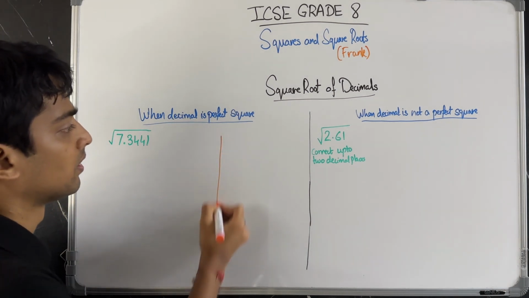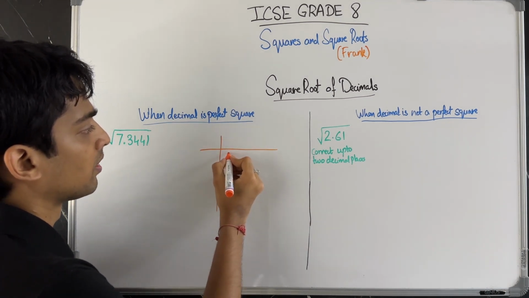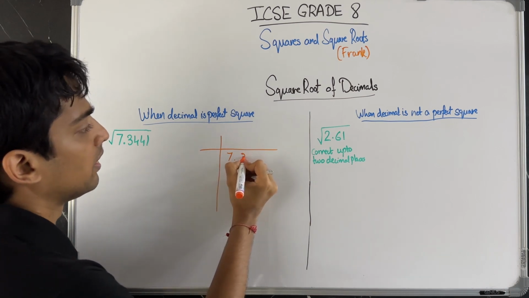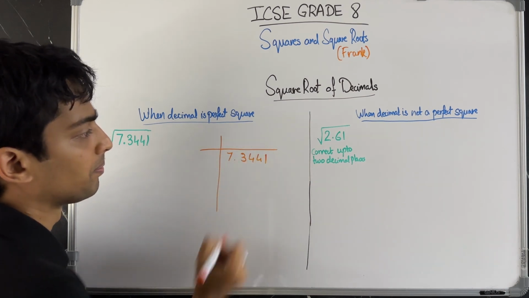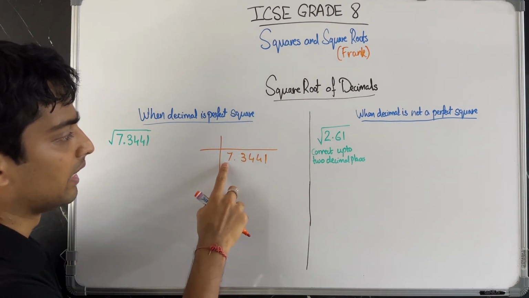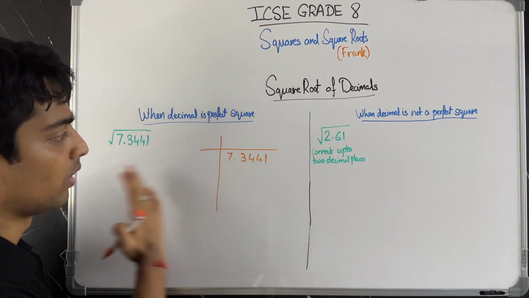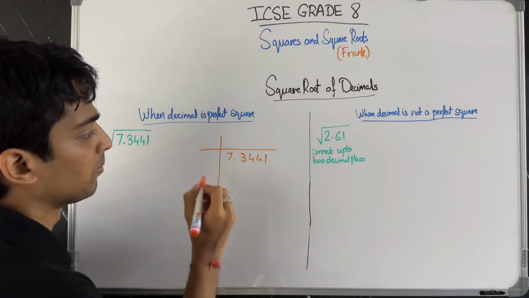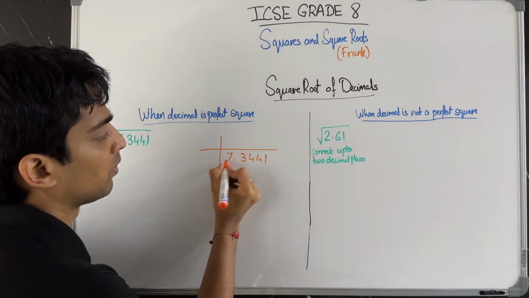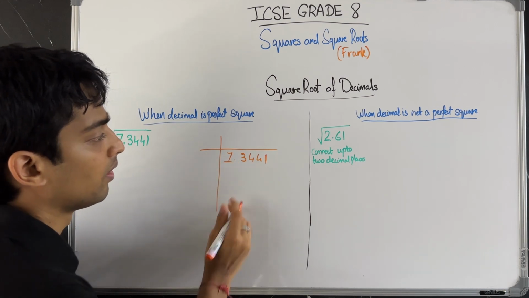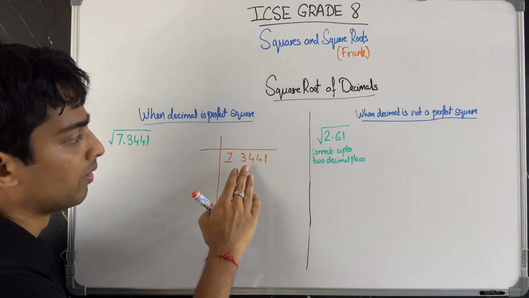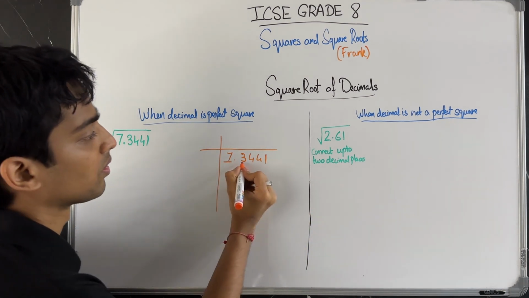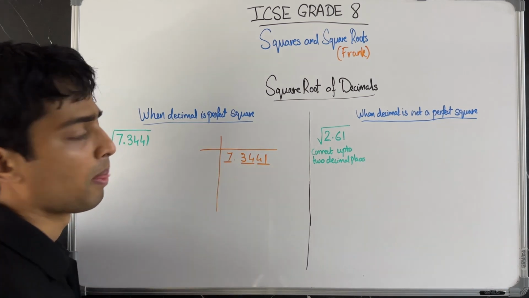We'll write 7.3441. This is the integer part, 7. So from right to left, we will underline two digits together. There's only one, so one underline. And for the decimals, we'll go left to right, two digits. So this is one pair, this is one pair. Now we can start.